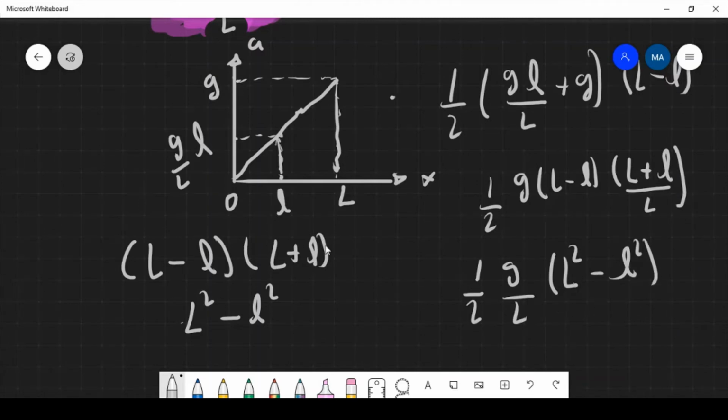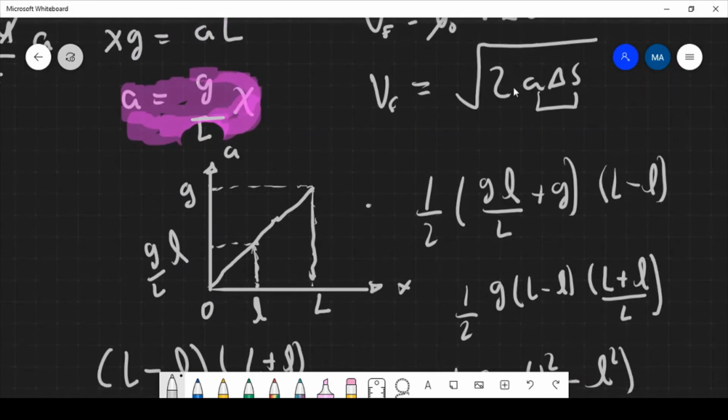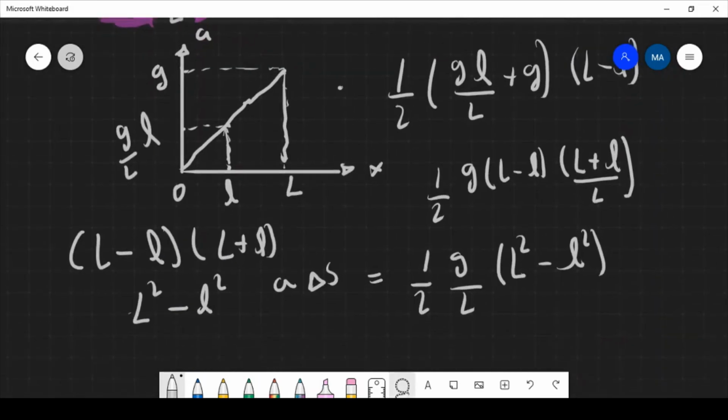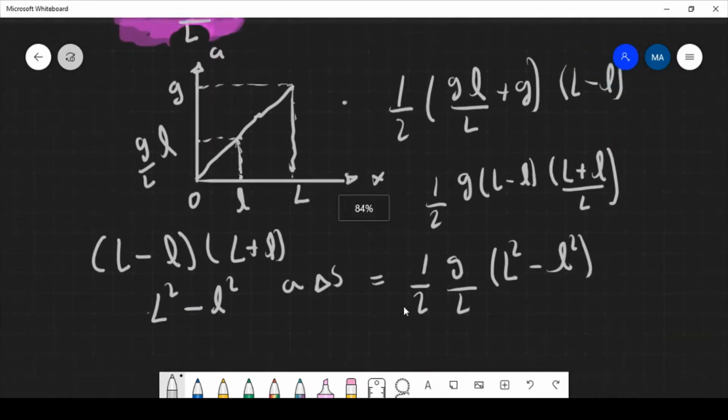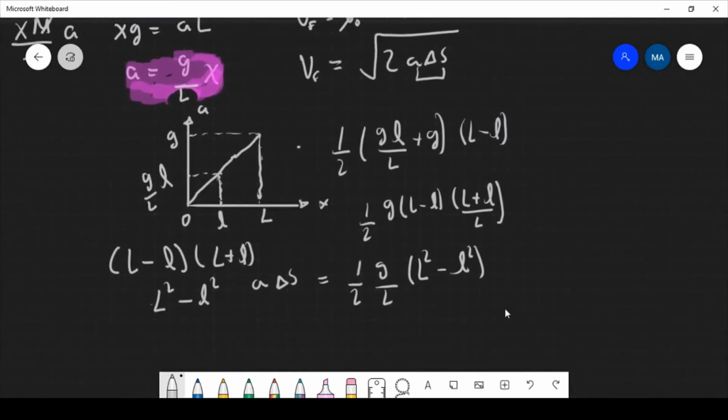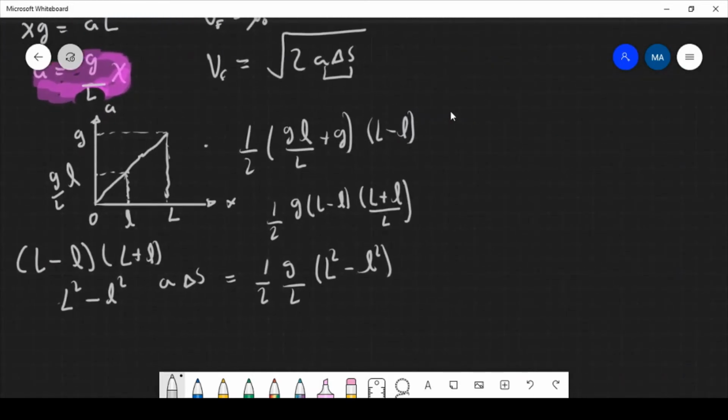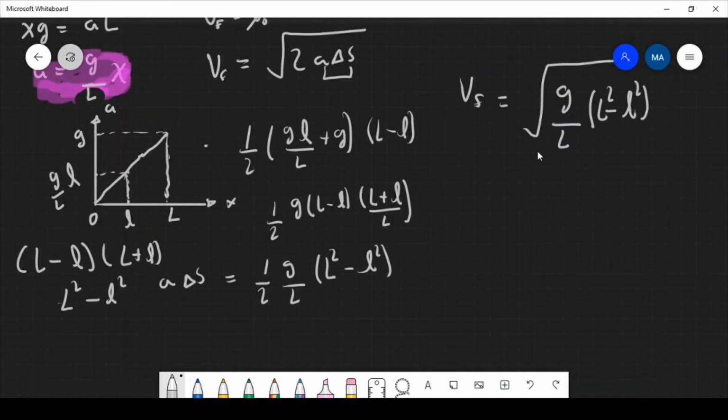So what is this that we just found? This is a multiplied by delta s. So we can use this in our formula over here. Notice that there is a 2 over here that I will already cut with this 2. So we'll have that the final velocity is equal to the square root of g divided by L, times L squared minus small l squared.